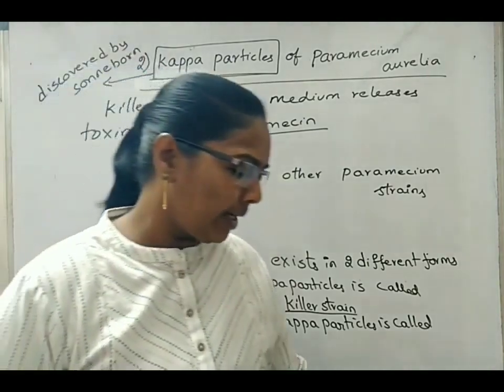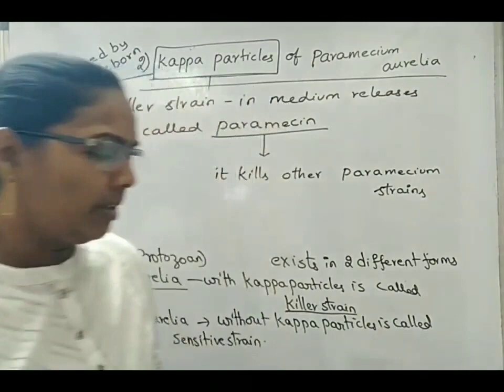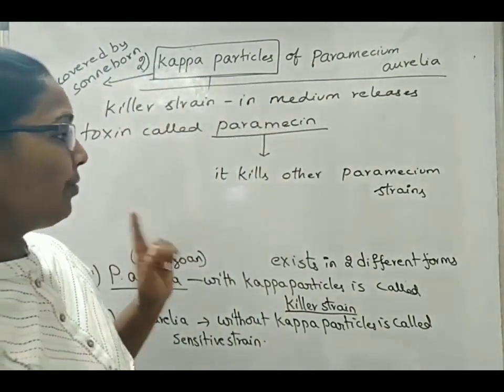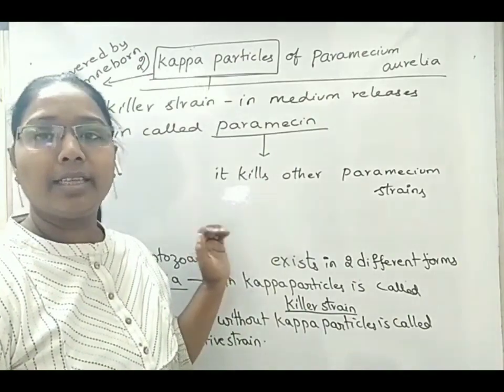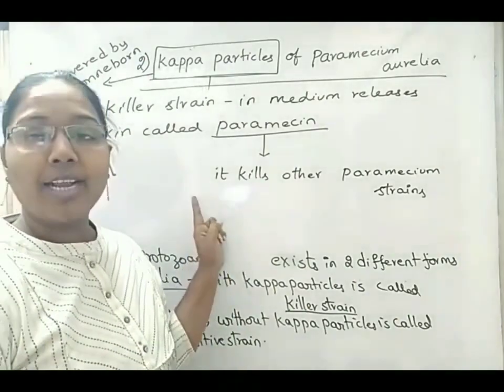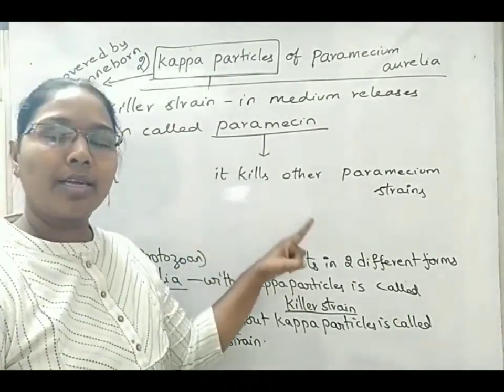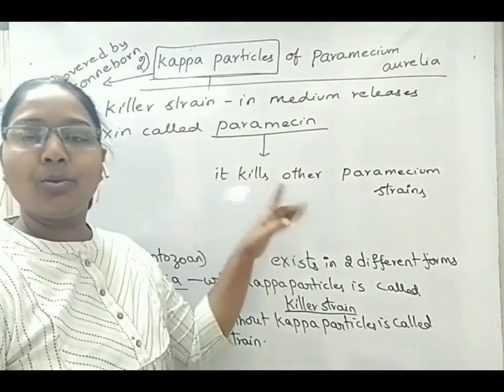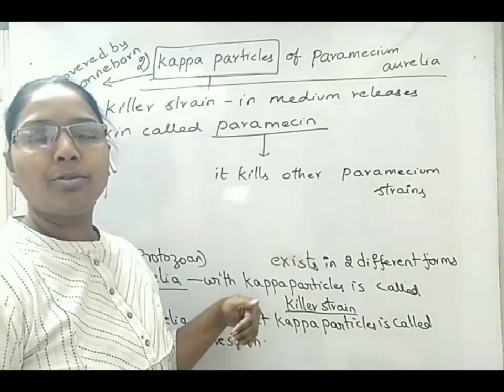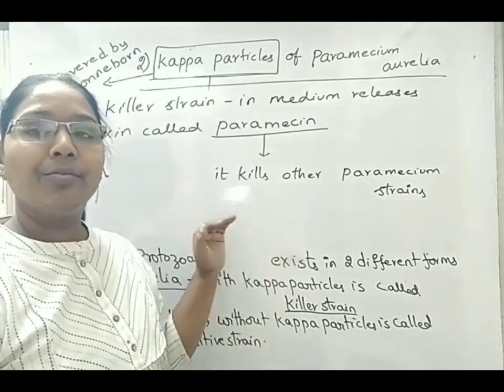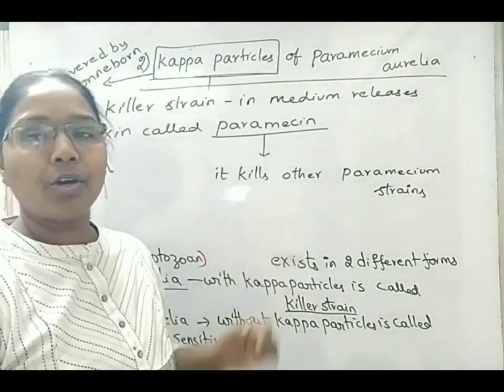It is discovered by Sonneborn. Now, there is a very important factor that we have to study about these killer strains: this mode of transportation of kappa particles from killer strains to other types of strains, and converting them back to killer strains, should be done within 3 minutes of conjugation.